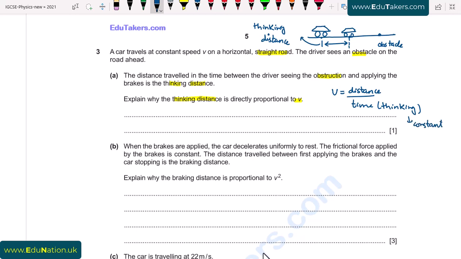So we can simply say that when the time is constant, then if I increase the thinking distance, the speed also increases, and if I decrease the thinking distance, the speed also decreases. We can simply say that v is directly proportional to distance. So I write here, thinking time is constant. That's why the thinking distance is directly proportional to v.